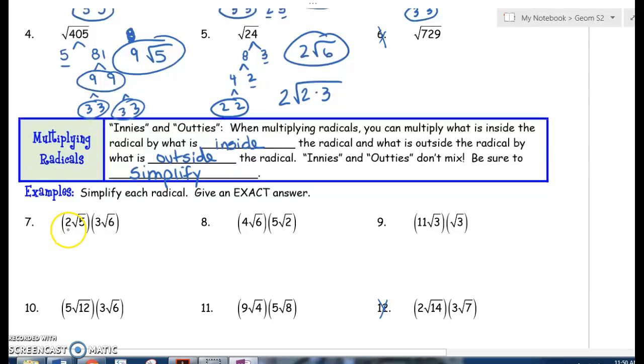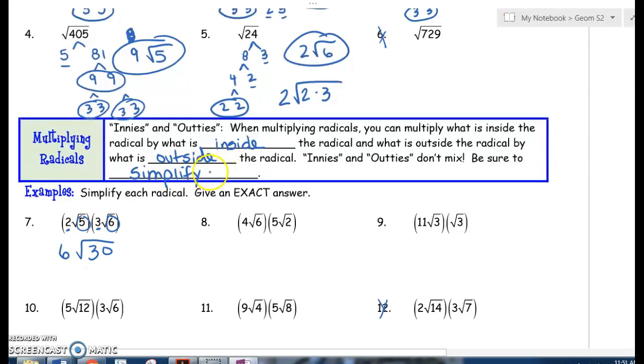You've got a 2 here that's outside the radical, and a 3 here that's outside the radical. Those get multiplied together, and then the numbers under the radical get multiplied together. So you have to make sure you keep them separate. Don't ever multiply a number that's not under a radical with a number that is under a radical. So the 2 and the 3 are both outside. You multiply them, you get 6. 5 times 6, you get 30.